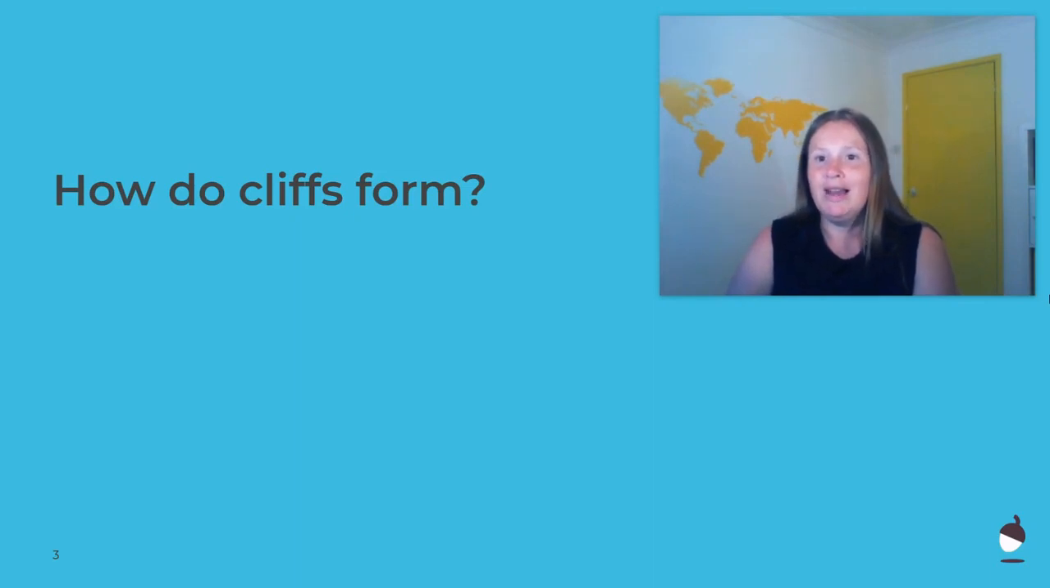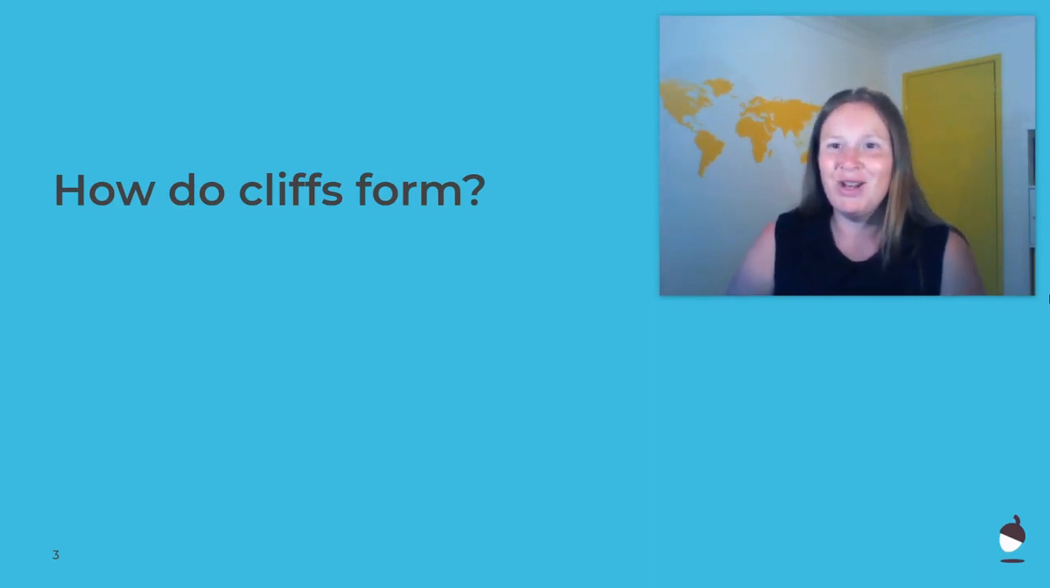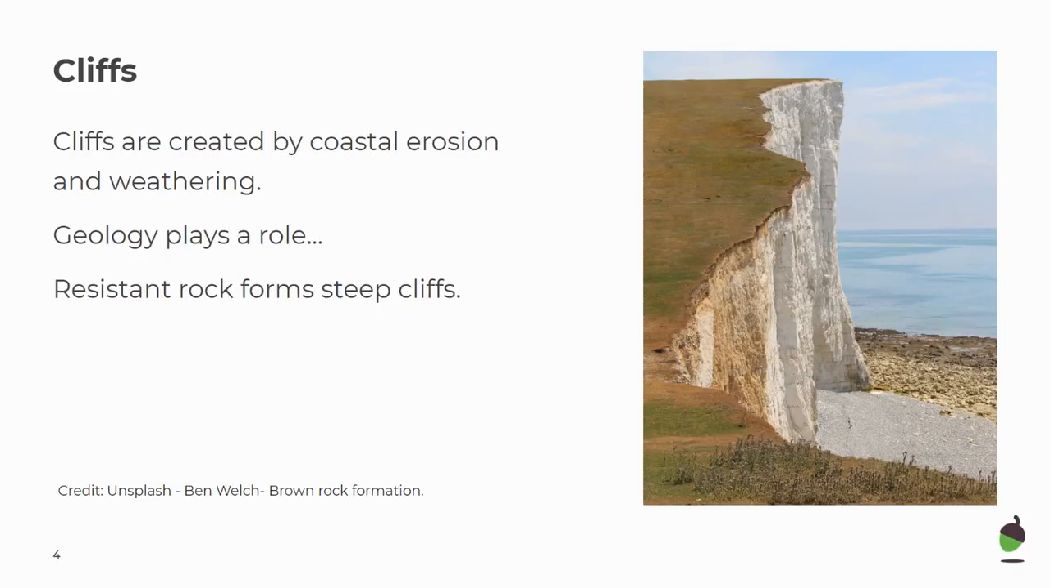How do cliffs form? Let's start to have a look. Cliffs are created by coastal erosion at the base and weathering higher up. Geology also plays a role. If you have resistant rock, they tend to form steep cliffs like you can see in the image. You've got an incredibly steep cliff there, and it's got a really vertical face.